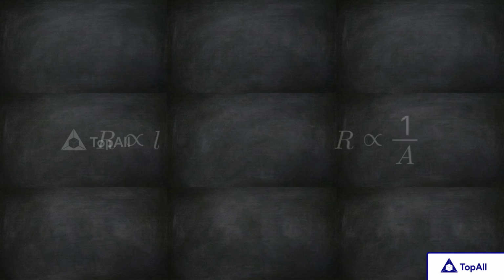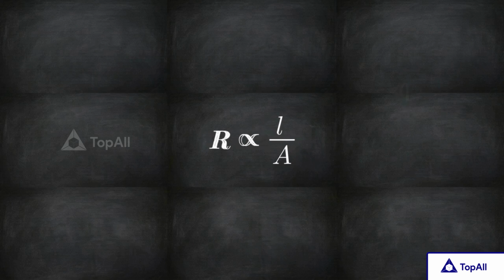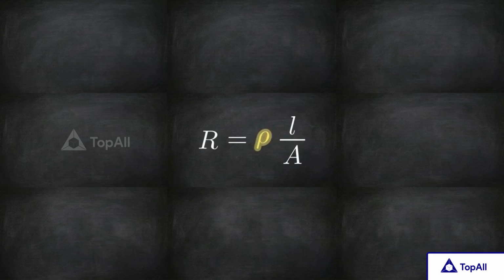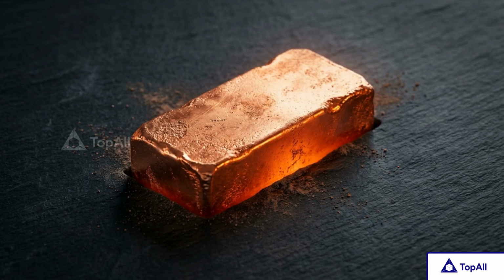We now have our two geometric rules. Resistance is directly proportional to length and inversely proportional to area. We combine them to state that resistance is proportional to L over A. To make this an equal sign, we introduce a constant of proportionality. The equation becomes R equals rho times L over A. Rho is a property called resistivity. Resistivity is the intrinsic electrical identity of the material itself.